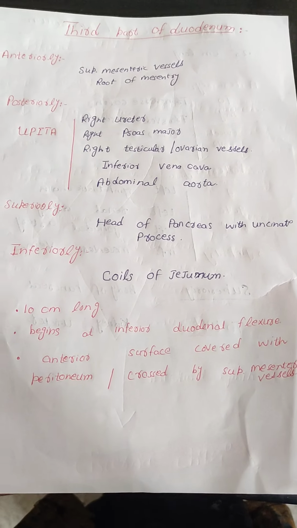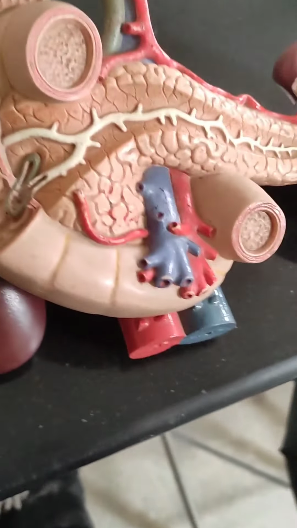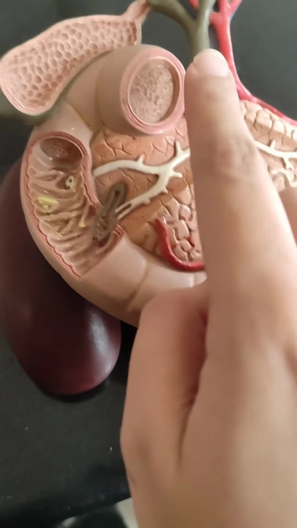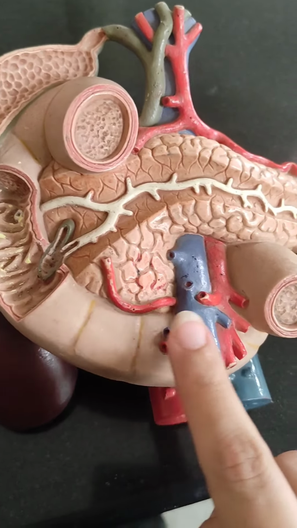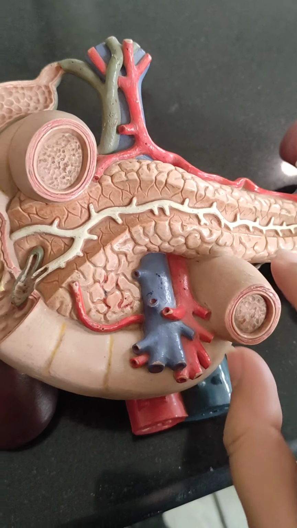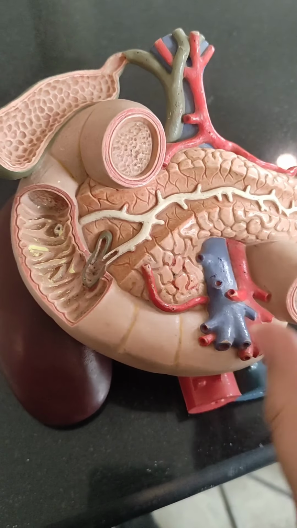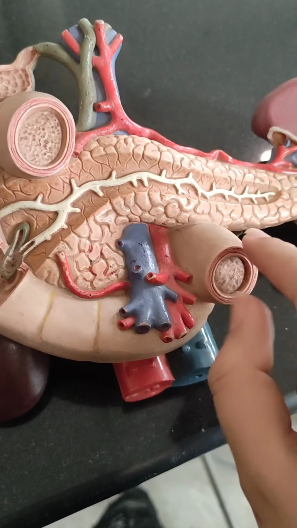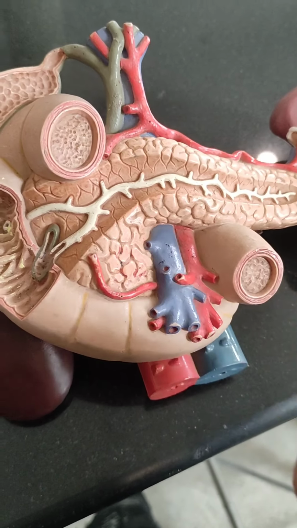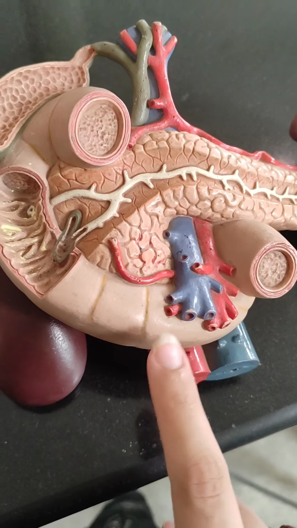Welcome to the second part where we are going to study the relations of third and fourth part of the duodenum. This is the third part of the duodenum. We are done with the first and second part. The third part lies horizontally and goes upward to join the fourth part of the duodenum. This part lies at the level of L3 vertebra and goes upward to the level of L2 vertebra and joins the fourth part.